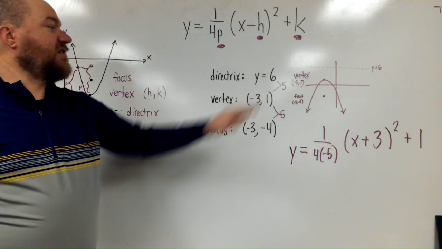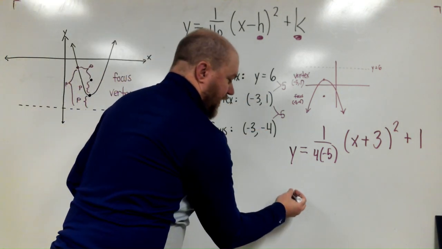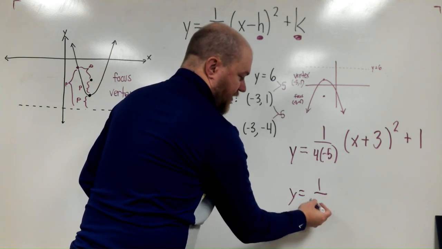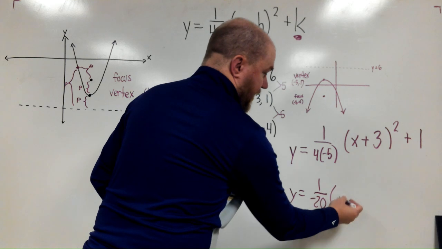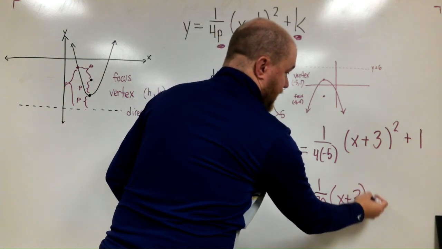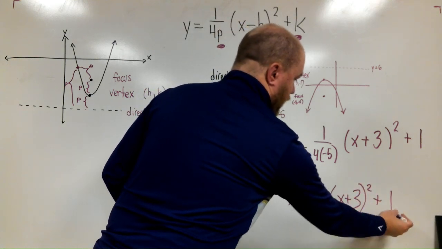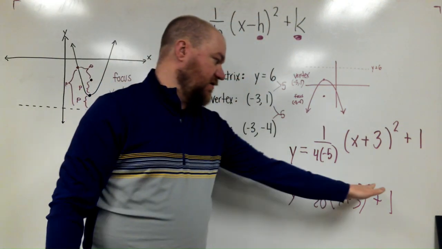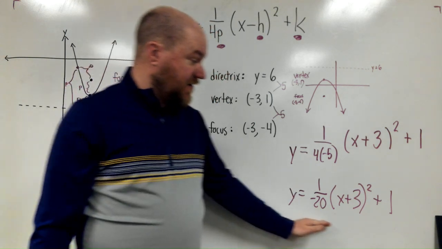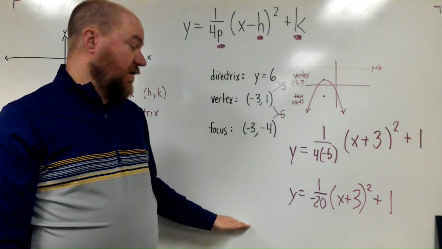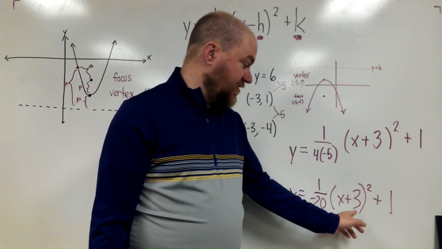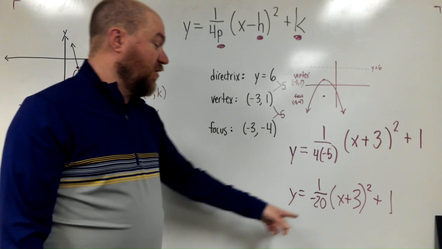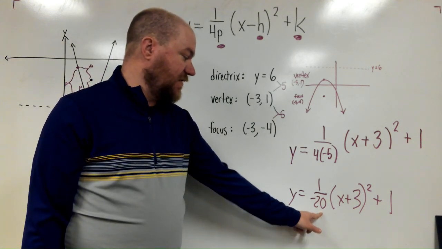So the equation of this parabola, let's just simplify it. The denominator here is 4 times negative 5. That's going to be negative 20. X plus 3 squared plus 1. So that's the equation of that parabola. You don't have to simplify. You don't need to use box method on the squared. This is called vertex form, and we're going to leave it in this form because if I look at it, just at a quick glance, I know my vertex is negative 3, 1. And with a little more work, I can determine that the p-value is negative 5.